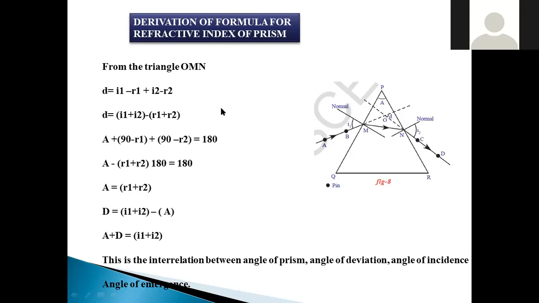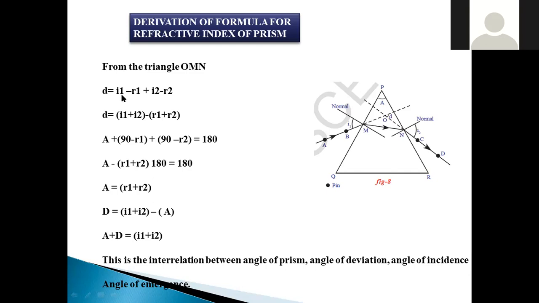Now we are going to derive the equation for refractive index from the triangle OMN, where MN is the line where refraction of light is possible. This straight line is called the MN line, and by extrapolation this will be connected at the point O, right? So this is nothing but the angle of deviation. This triangle MNO originates within the prism. So for this, the angle of deviation D is equal to I1 minus R1 plus I2 minus R2.